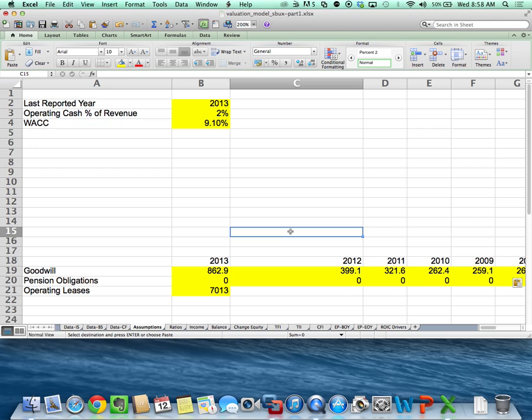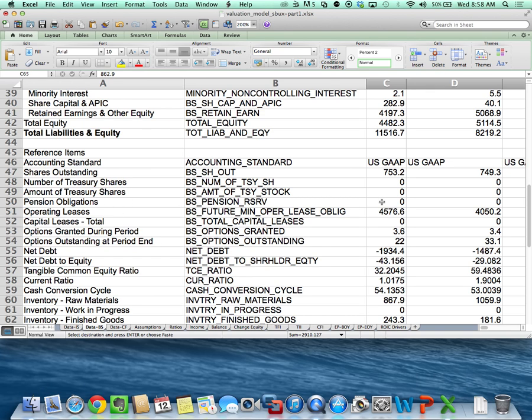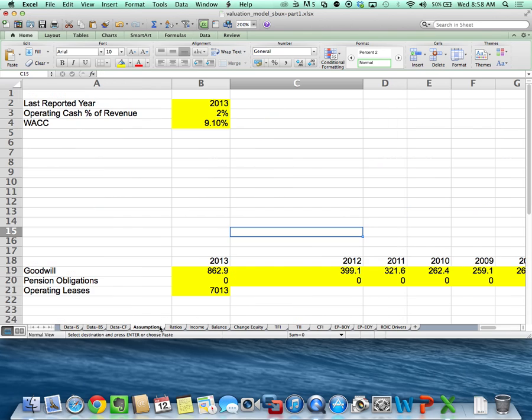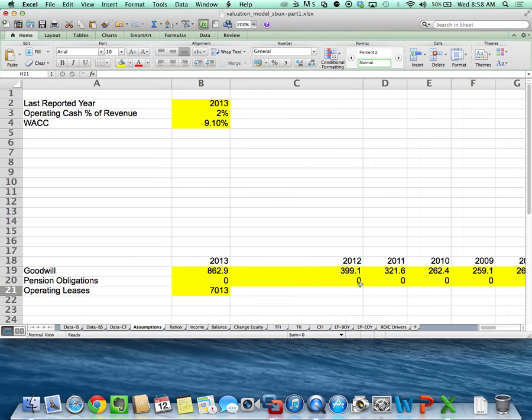Okay. Now again, the reason why we paste special values is because we don't want to have references to the original cells. So we're just copying over the numbers. So that's why I don't copy paste. Right? So pension obligations. Same thing. Come up here, pension obligations. Now for Starbucks, it's easy because they're all zeros. So they're already zeros, so I don't have to change anything. And then finally, operating leases.